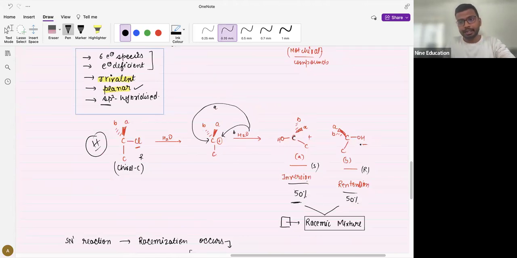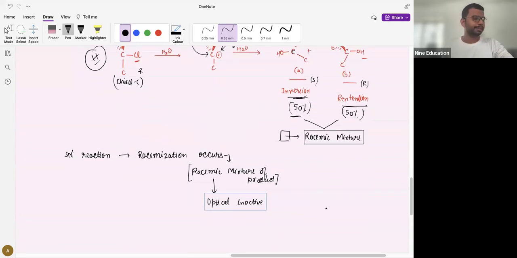अगर if it is attacking on the same side on which chlorine was gone, it is known as retention. If it is attacking on the opposite side, it is known as inversion. And the possibility of attack is 50-50%. Therefore, we get a racemic mixture. So this was our stereochemistry.